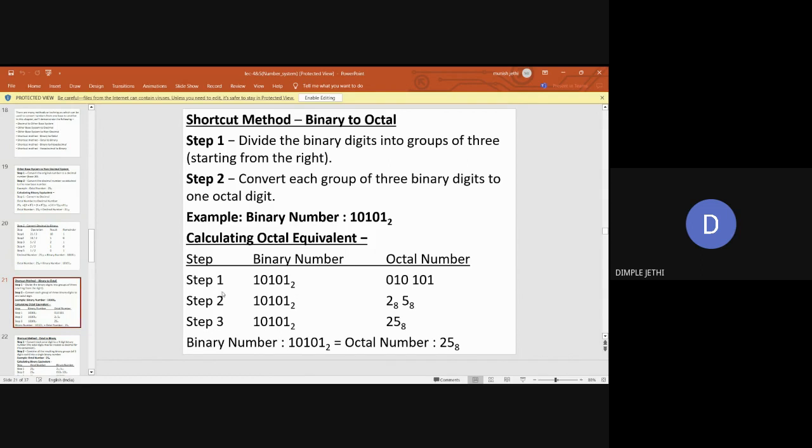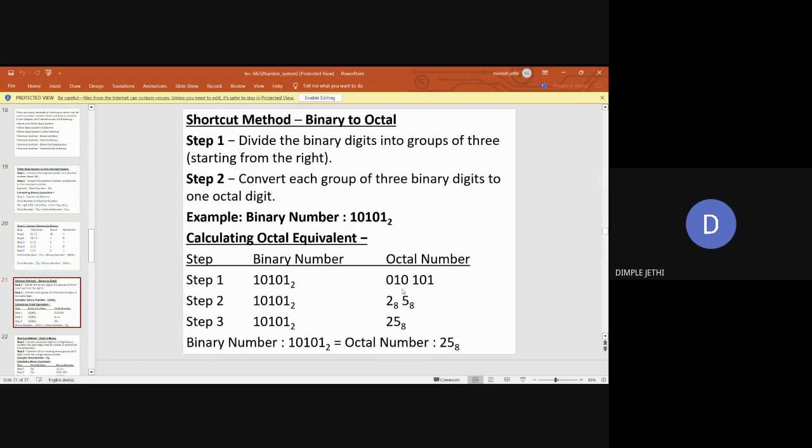What is that shortcut? Suppose this binary is given. Here the base is written as 2, that means this is the binary number system. For this binary, from the right hand side I will divide it into groups of 3 digits, from right to left. So first is 101, second is 01. There is no third digit, so I can add 0. A 0 before any number does not add any value. So I will convert in groups of 3 from the right hand side. Then 101 is the binary of 5.